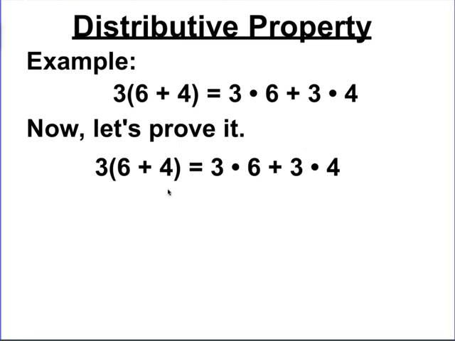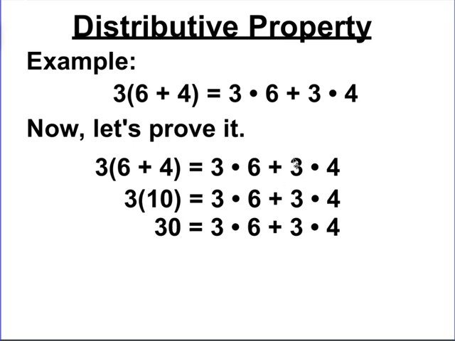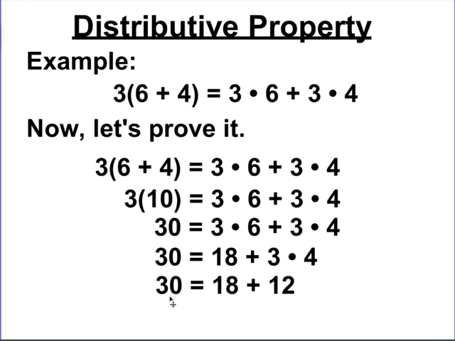Let's prove it. Okay, so if we solve the left-hand side, the first thing we do is 6 plus 4 is 10. So 3 times 10 is what's left over on that side, and 3 times 10 is 30. On the right-hand side, let's start out by doing our multiplication. Let's use PEMDAS. 3 times 6 is 18. And then the second step, 3 times 4, that's 12. And if you add 18 plus 12, guess what you get? You get 30. So 30 equals 30.